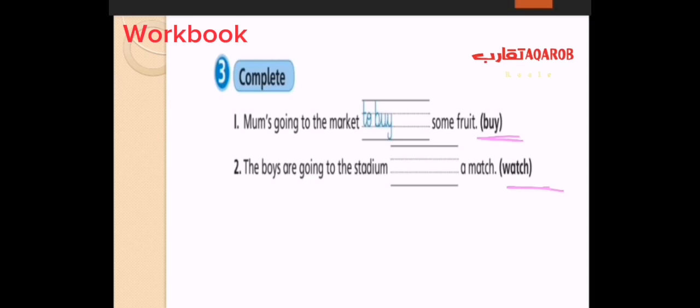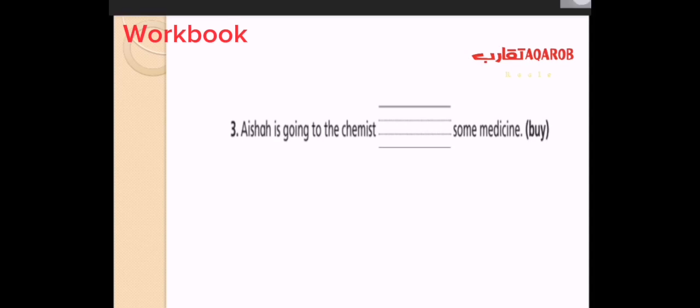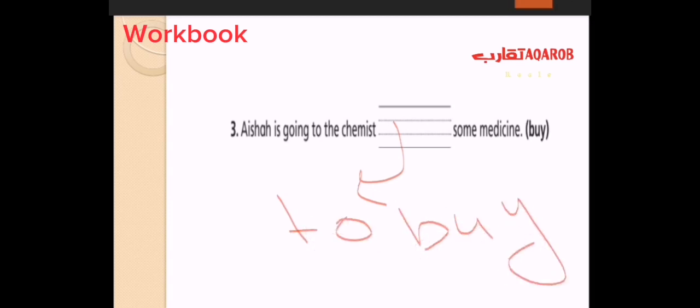So here we will use the preposition to plus verb 1. Why is mom going to the market? To buy some fruit. The boys are going to the stadium. Why are the boys going to the stadium? To watch. Excellent. So we will use to plus verb 1. Watch. Aisha is going to the chemist. Why? To buy medicine.